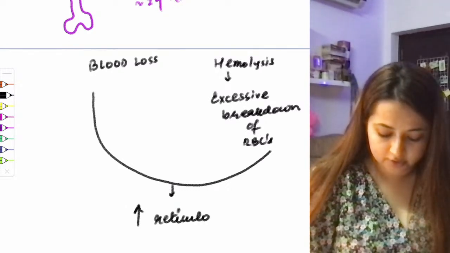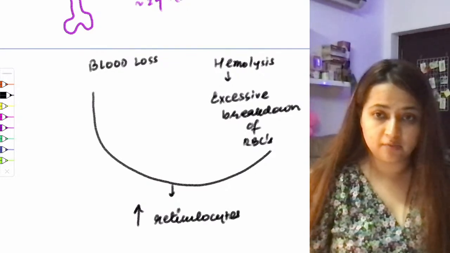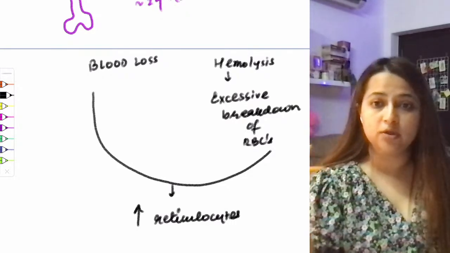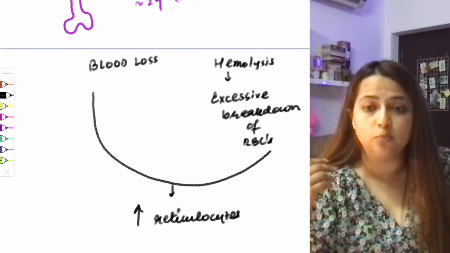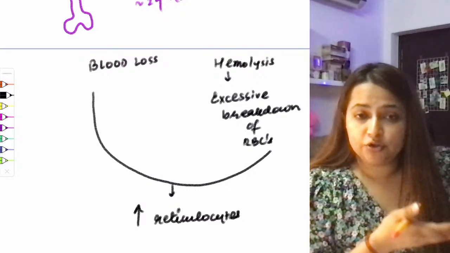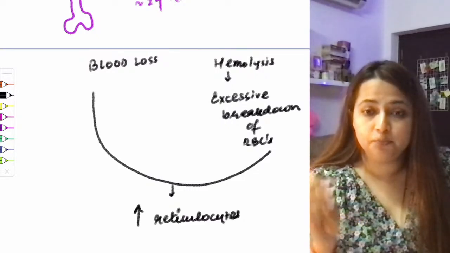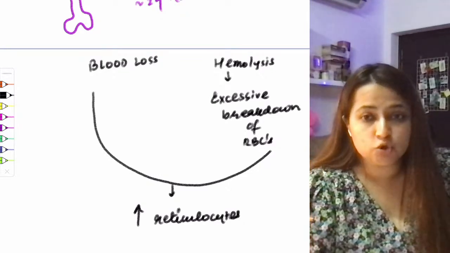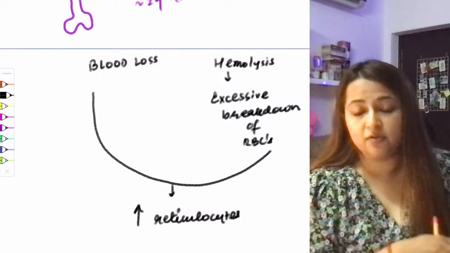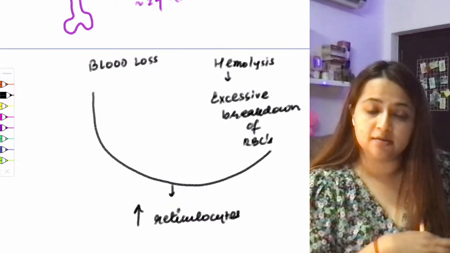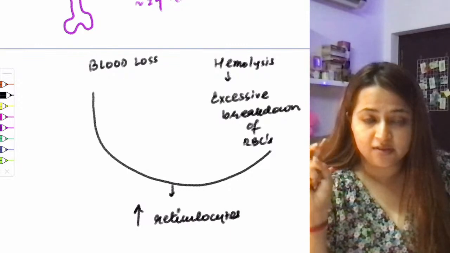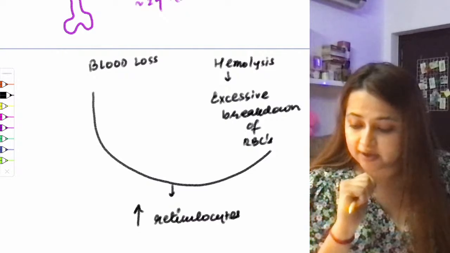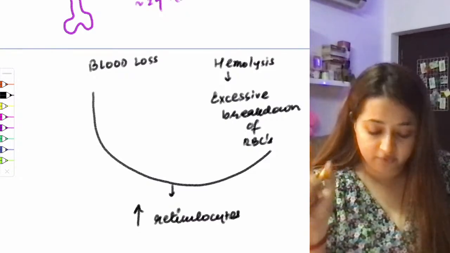These are the situations in which there is going to be a compensatory increase in the reticulocytes. Now, why are reticulocytes increasing here? When the patient is having blood loss, the body needs to make more RBCs, so erythropoiesis is taking place. When hemolysis is there, when the RBCs are getting excessively broken down, you also need more RBCs. So the precursor of the RBC, the reticulocyte, is going to be increased. This is a compensatory change. Remember these two situations, blood loss as well as hemolysis: the reticulocyte count is going to increase. All right, very important.